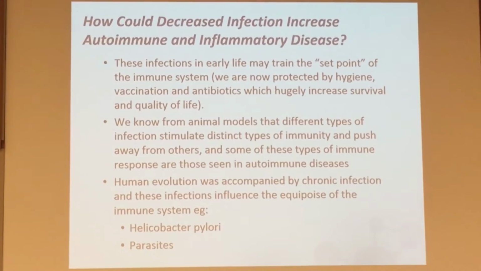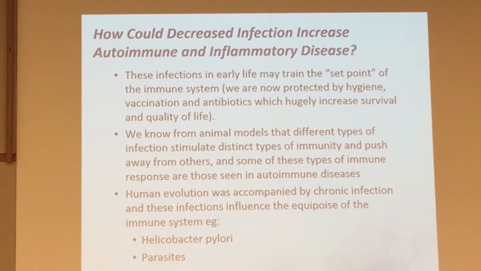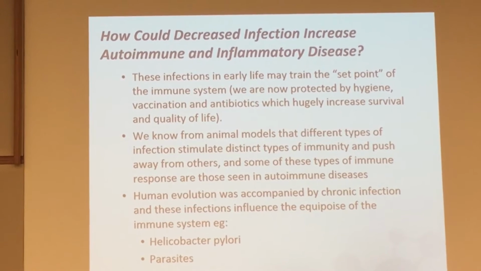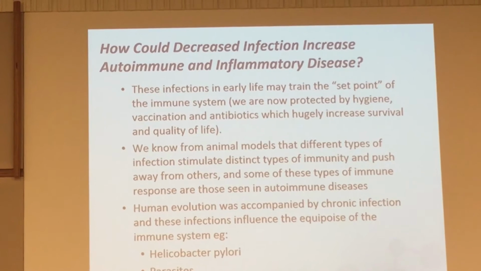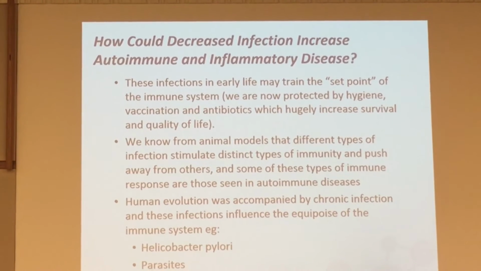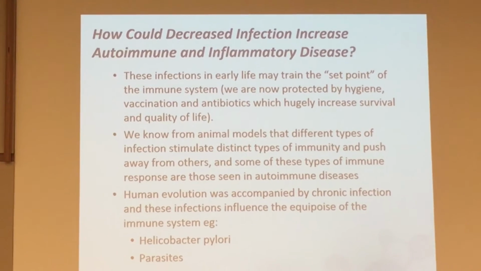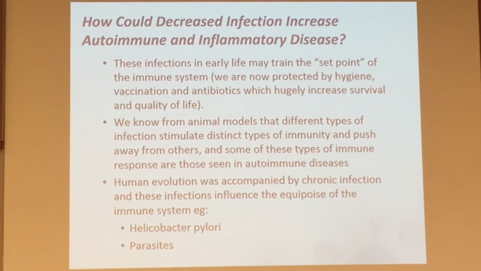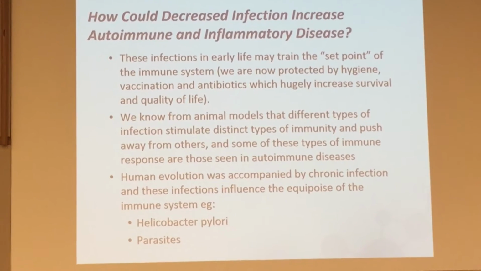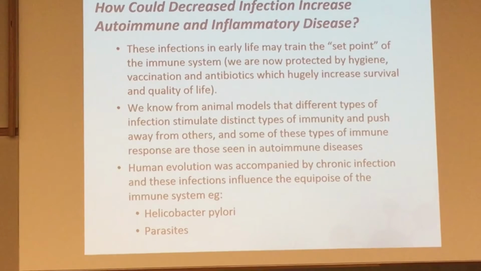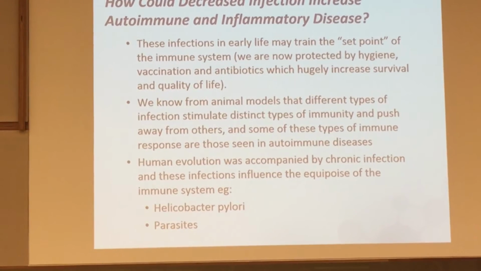And there's a lot of theories about this. There's a lot of work being done in animal models, and the picture's not entirely clear yet. One of the things that we think might be happening is that these infections set the immune system. So they set a point for the immune system where it expects a certain level of stimulation and won't overreact in the absence of pathogens.